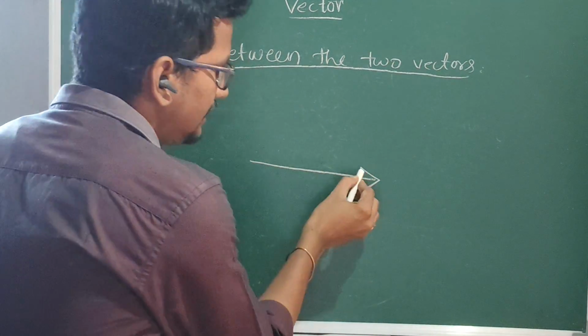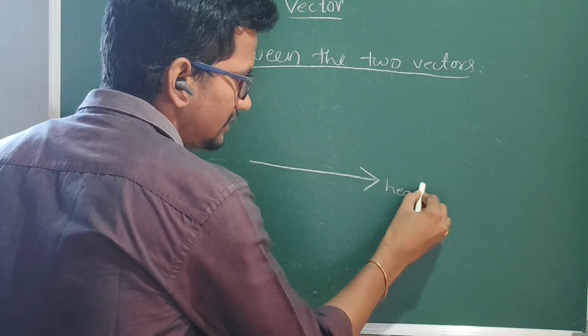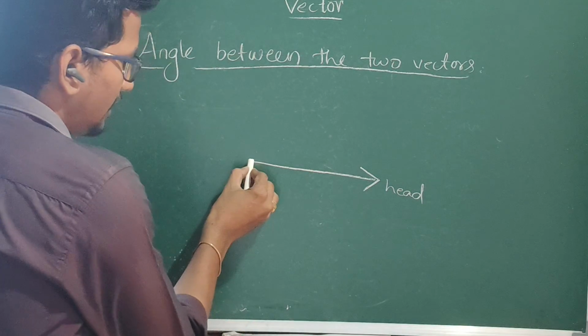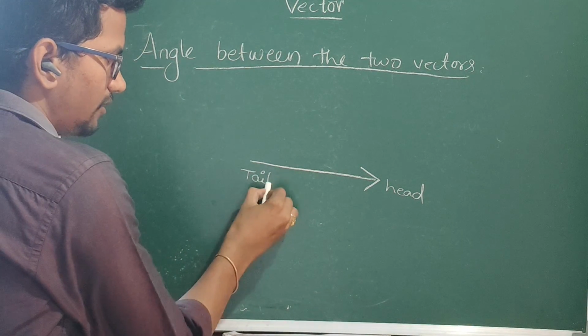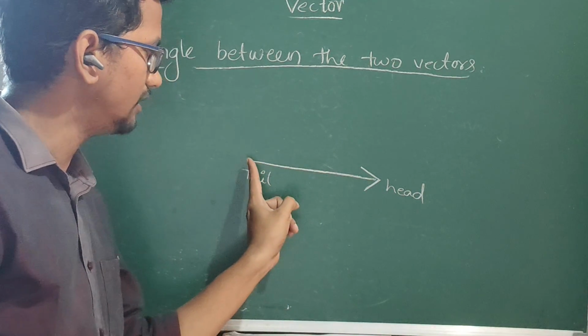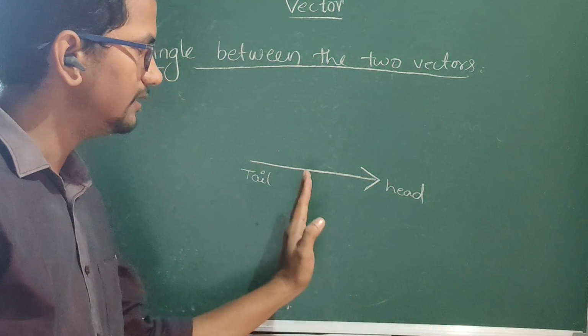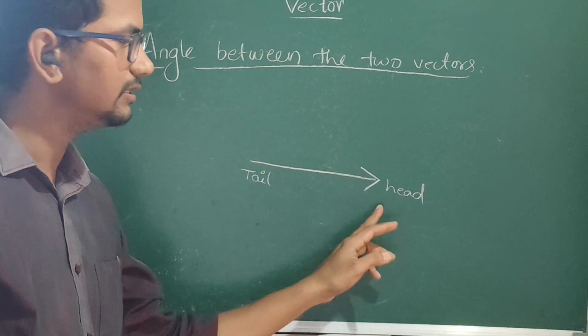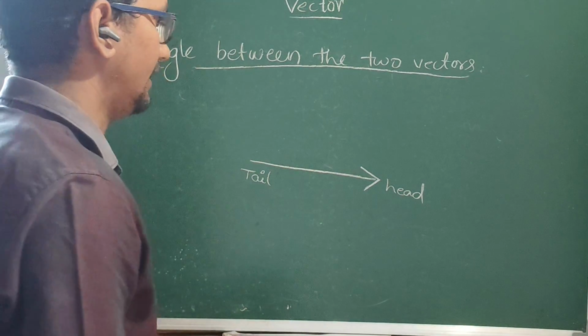This arrow indicates what we call the head. The end point on the other side is called the tail. Are you able to understand? Using this head and tail, we can identify the angle between two vectors.